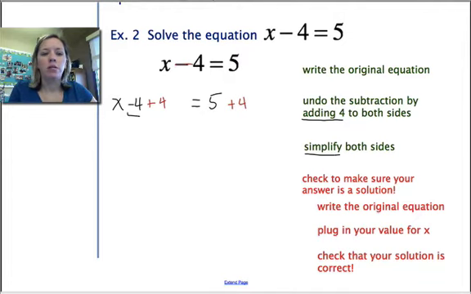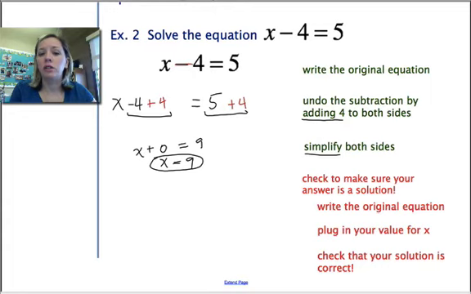So here, combining like terms, negative 4 plus 4 is 0. So this is x plus 0. Here, 5 plus 4 is 9. And x plus 0 is x, so we arrive at the solution, x equals 9. Now this would be our answer, or the solution to the equation.